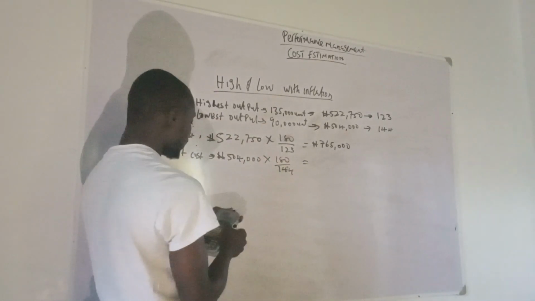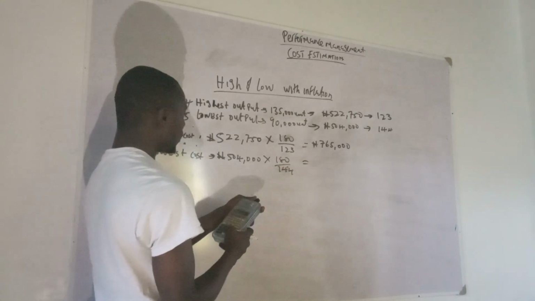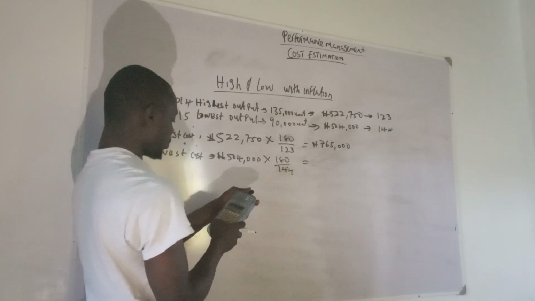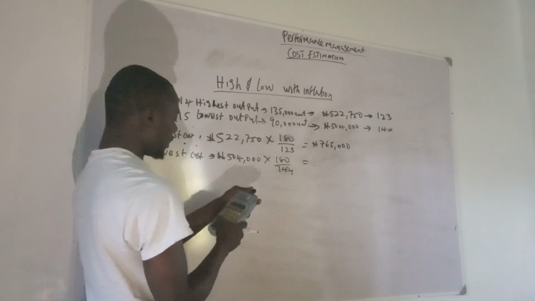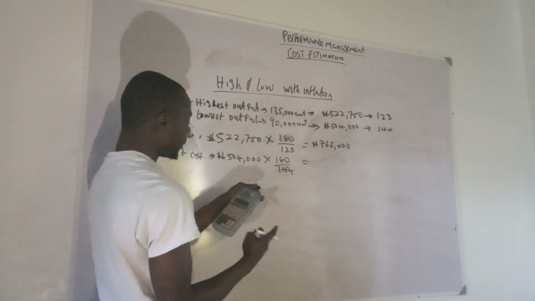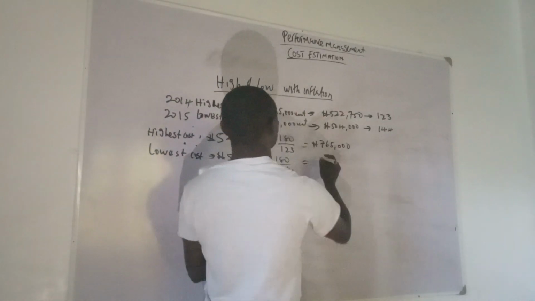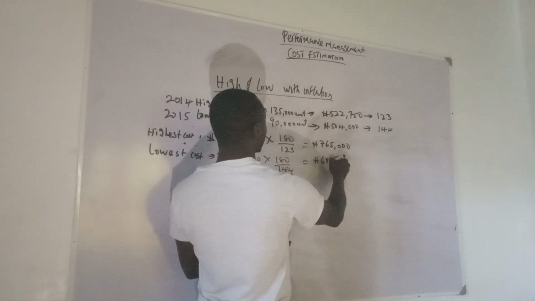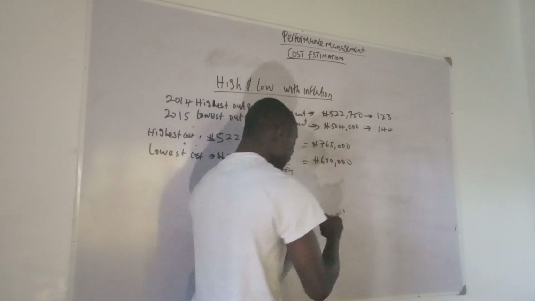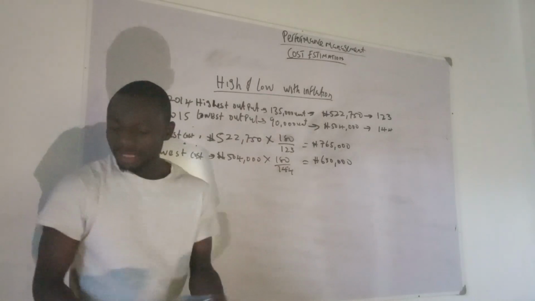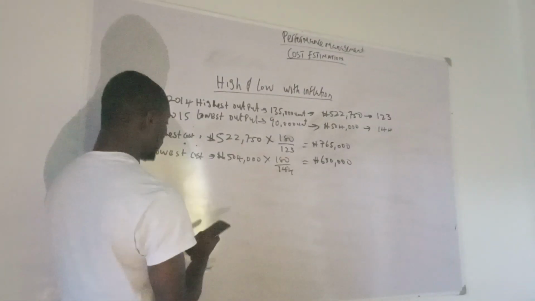Now the same thing, 504 times 180 divided by 144. What do you have? You have 630, because you have considered inflation.